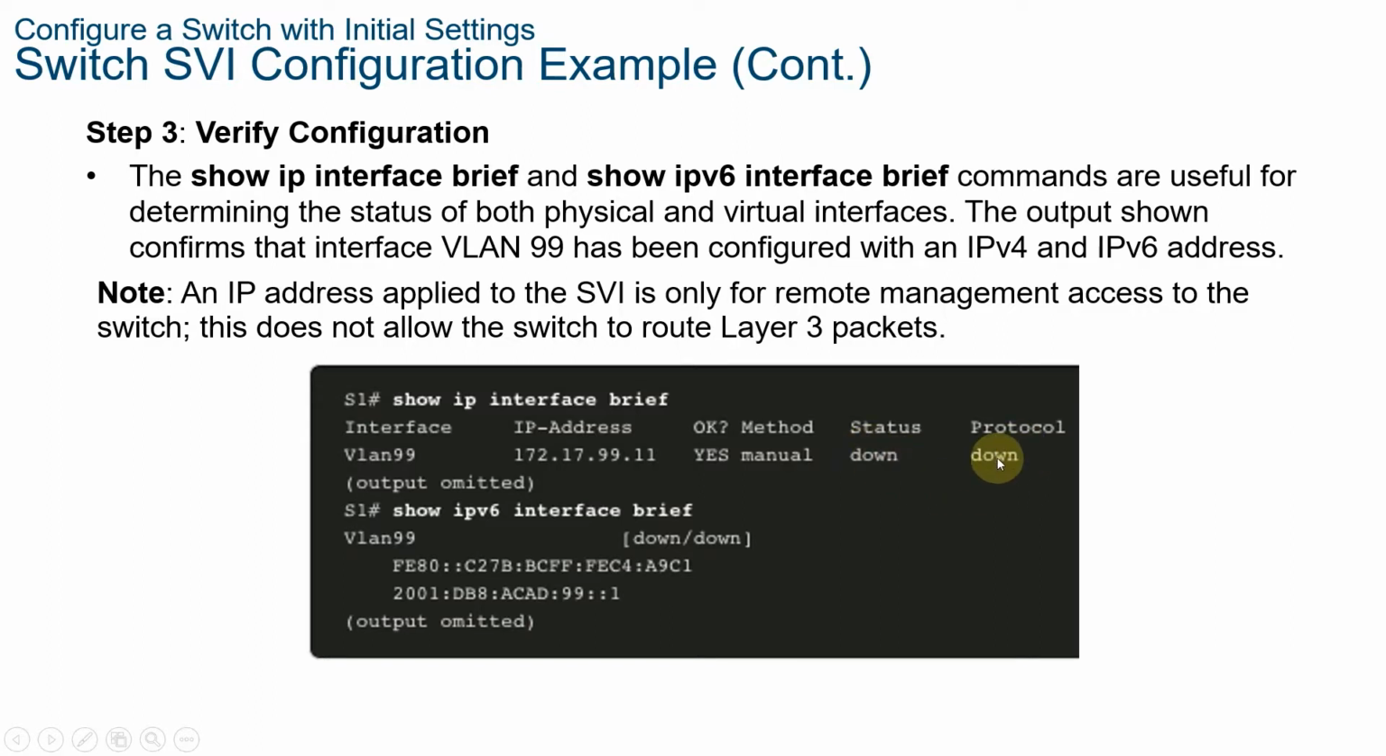Also in IPv6, you could use show ipv6 interface brief, and then you can see the VLAN 99 current status is down and down. The status is down and the protocol is down, but you can see the IP address assigned. Take note that an IP address applied to the SVI is only for remote management access to the switch. This does not allow the switch to route layer 3 packets.